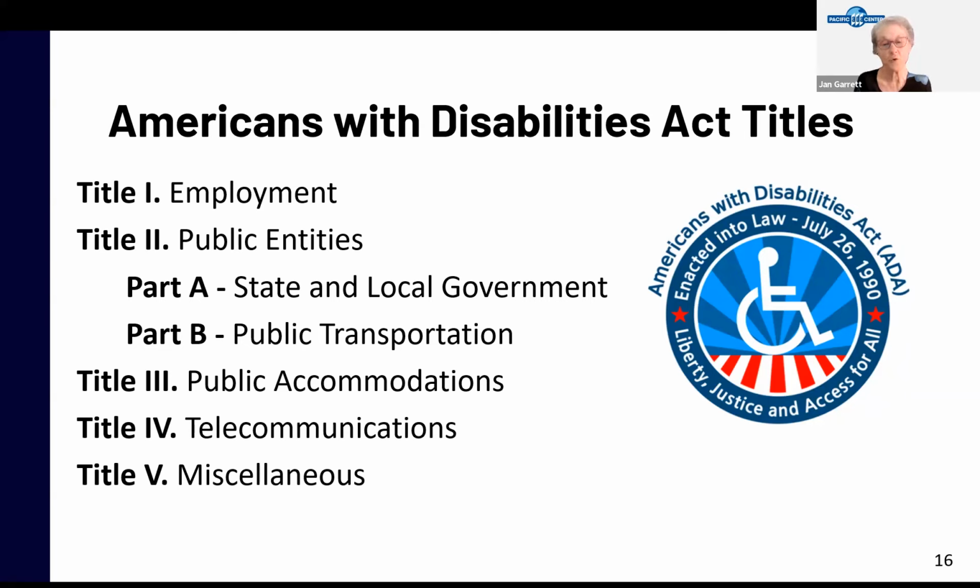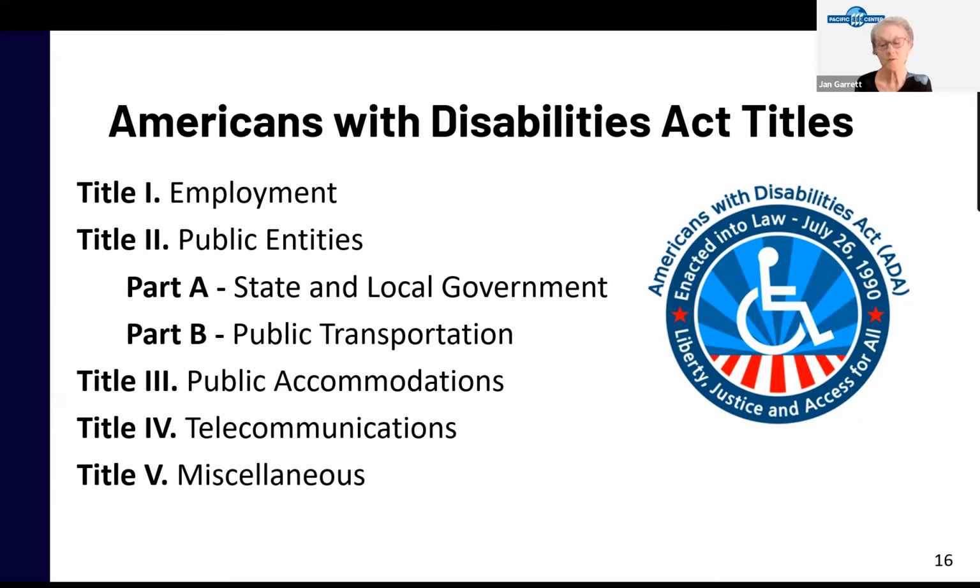Also, Title II covers what are called public entities. Part A of Title II covers state and local governments. Part B covers public transportation. So the buses and the light rail systems that are operated by government entities are covered under Title II. Also, Amtrak is covered under Title II.